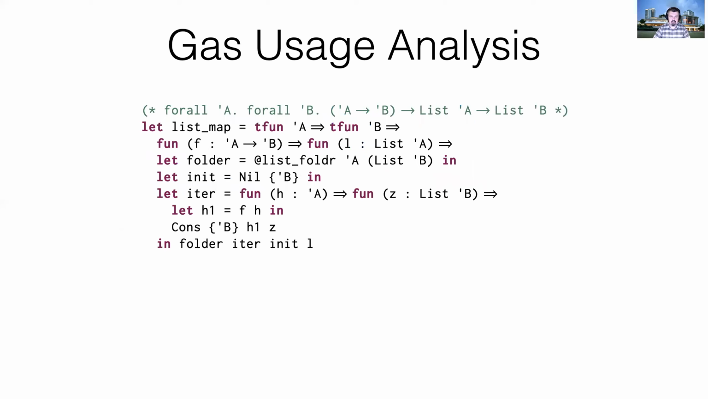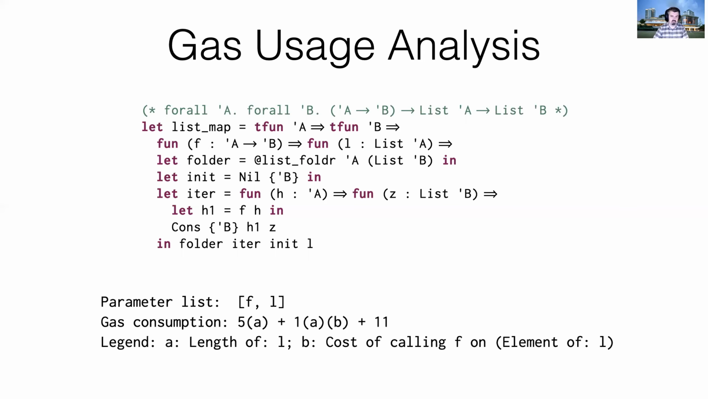Okay, so the idea of the gas usage analysis is that if we have a function, how much gas will this function consume depending on the sizes of its arguments? So here's a function that does something with a list. How do I know that it's a function of a list? Well, because its type tells me that it takes a list as a second argument. So clearly the amount of gas it will consume will depend on the size of the list.